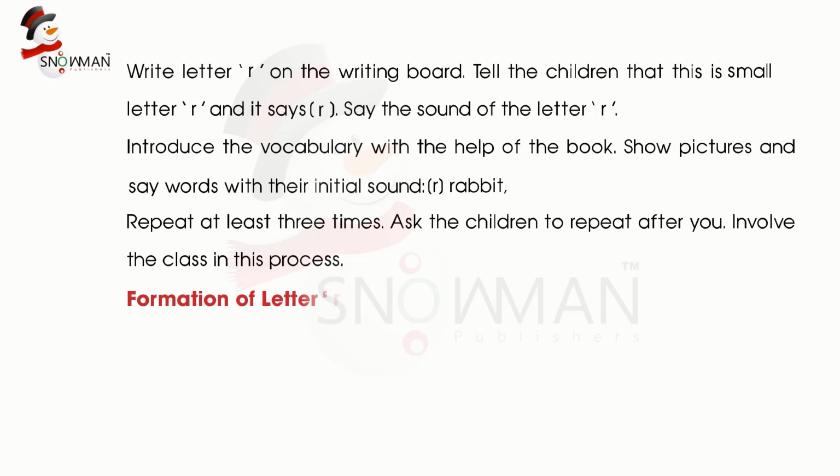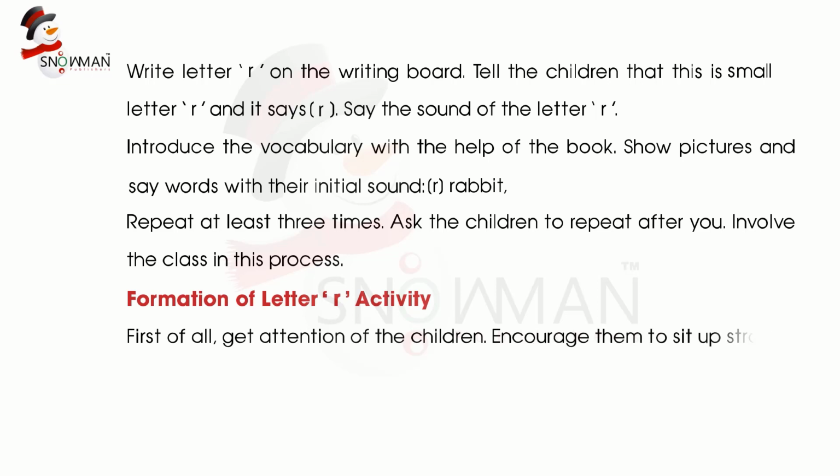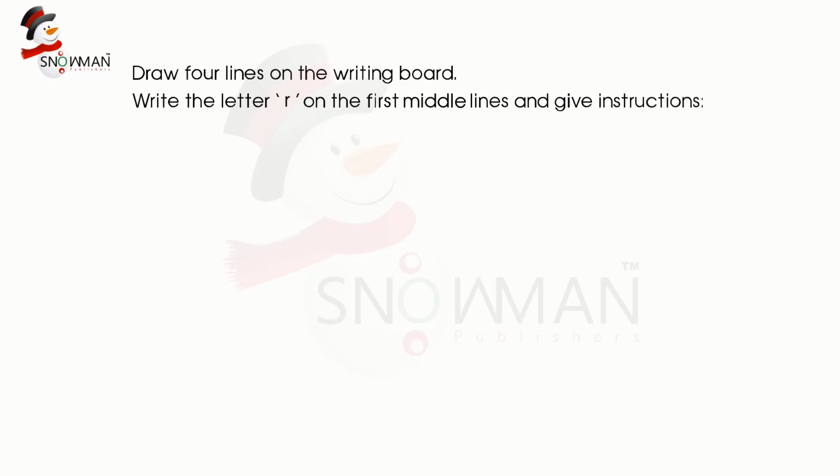Formation of letter R activity. First of all, get attention of the children. Encourage them to sit up straight and not bend their backs. Draw 4 lines on the writing board. Write the letter R on the first middle lines and give instructions.